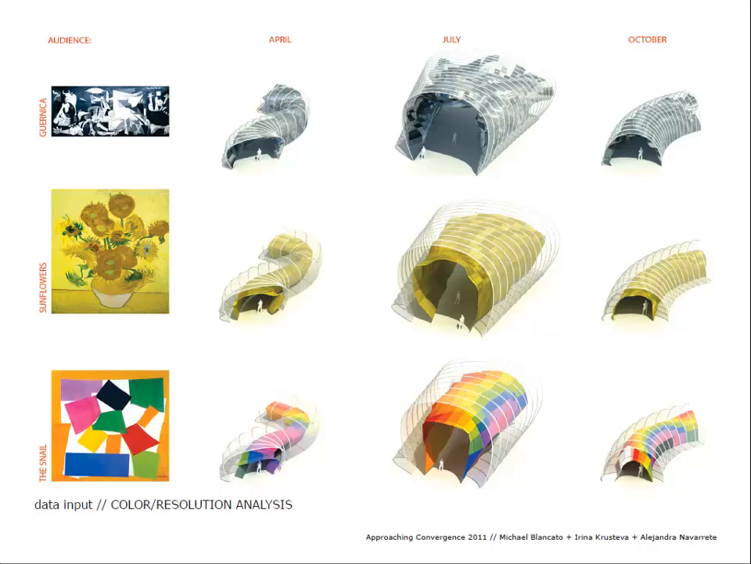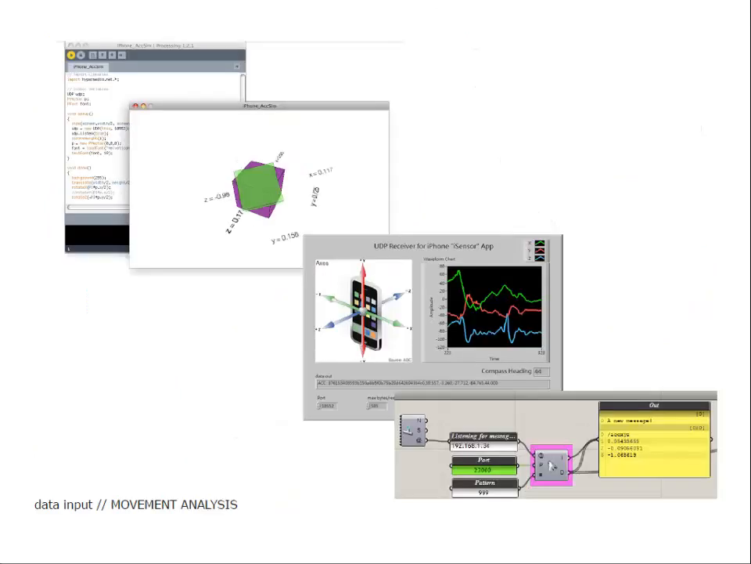So this data can come from anywhere. In this case, it could come from color information and the number of visitors that different museums have, museums that are in a way storing paintings, or the data can come from mobile devices.